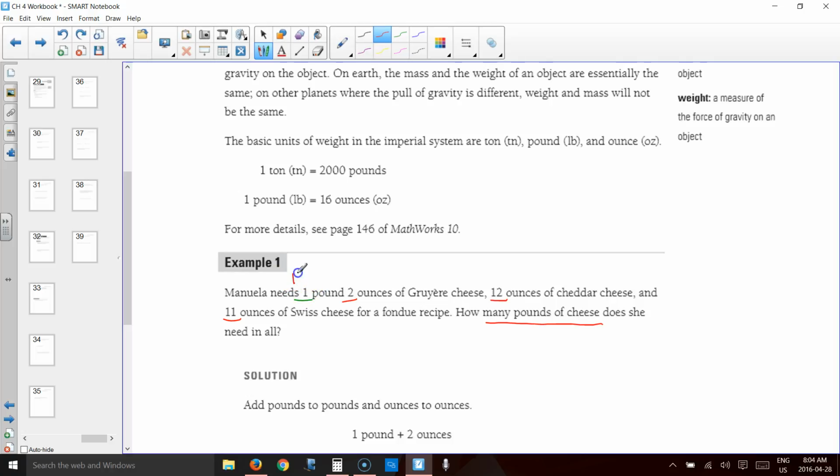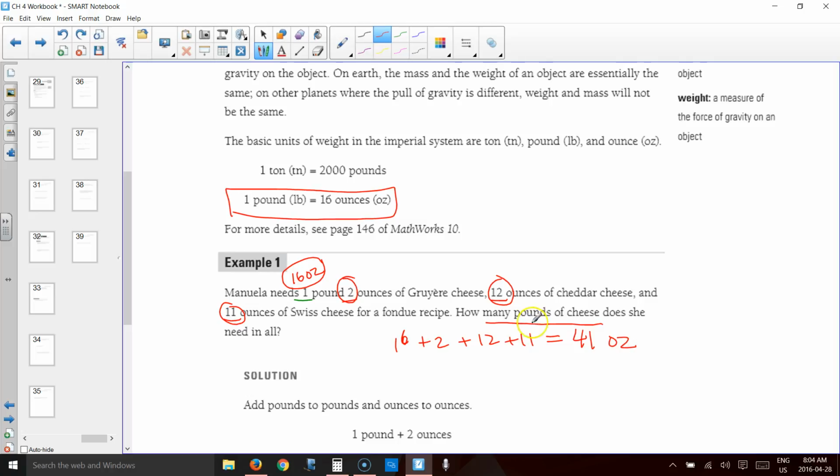1 pound is 16 ounces. That's how much it is. We know it says it right here in our conversion. If this said 2 pounds, then we'd have 32 ounces. So 1 pound is 16 ounces. Now everything is in ounces. We have 16 ounces, 2 ounces, 12 ounces, and 11 ounces. When you add all of those up, 16 plus 2 plus 12 plus 11, you get 41 ounces of cheese.